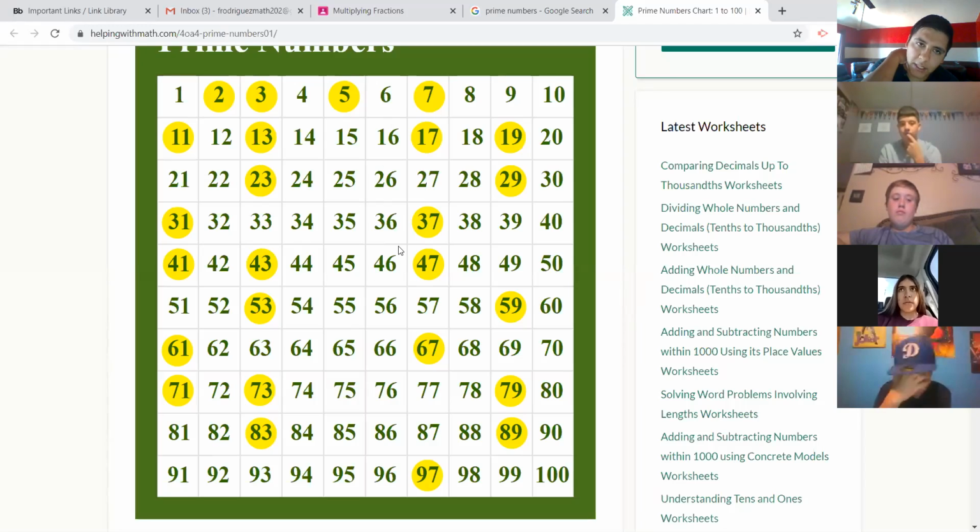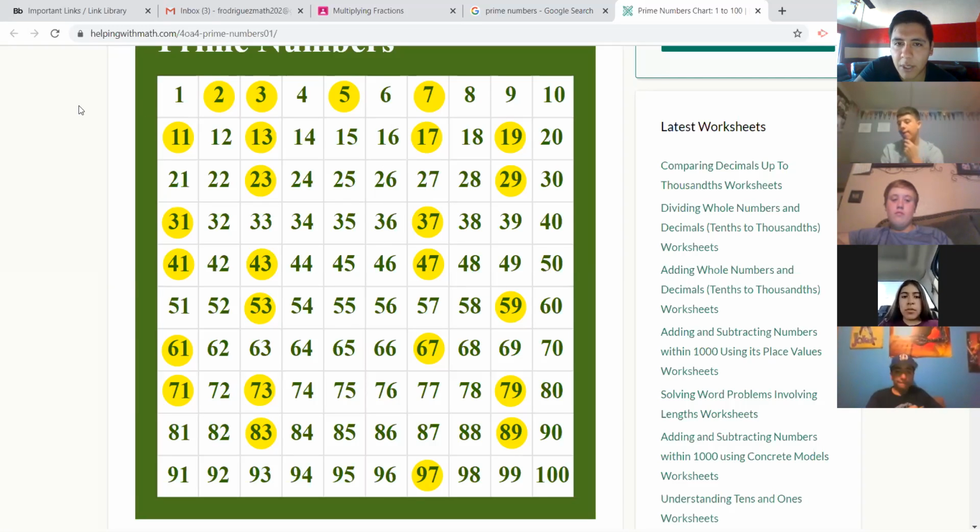Exactly. But just looking at this chart, what do you guys notice about the prime numbers? They're all odd. Yes, that's one thing for sure. There's actually only one even prime number, which is 2 up here. That's the only even prime number. The rest are odd, okay?